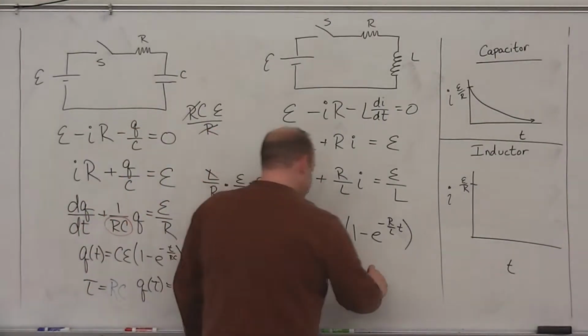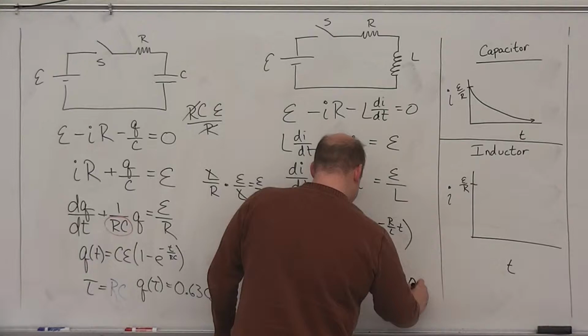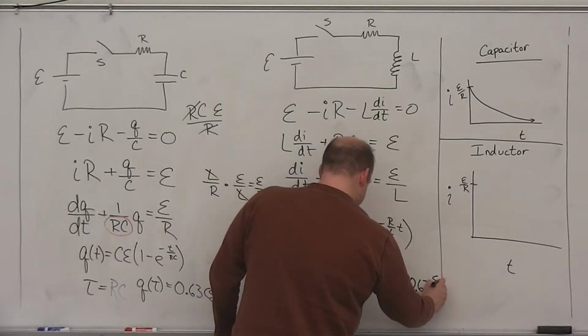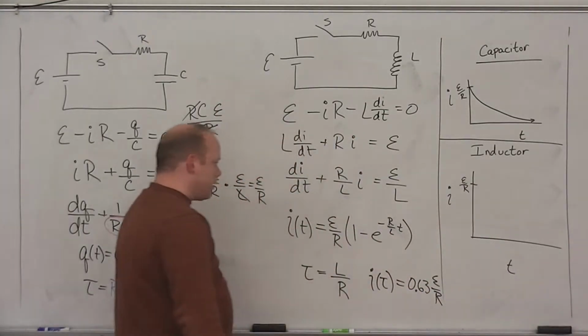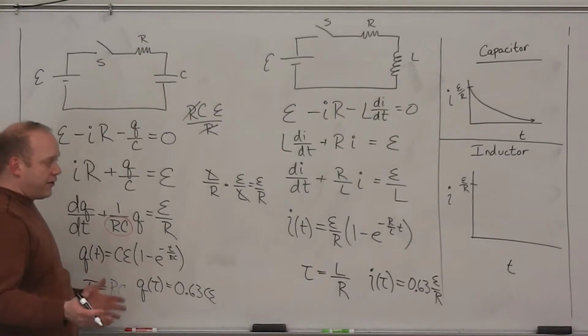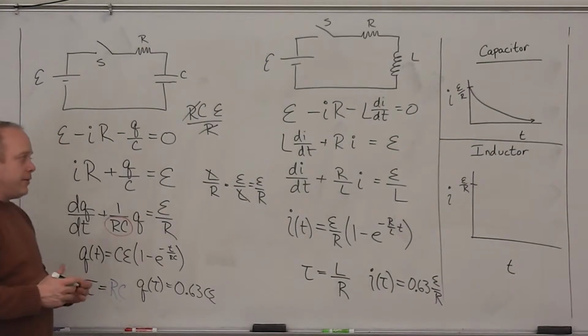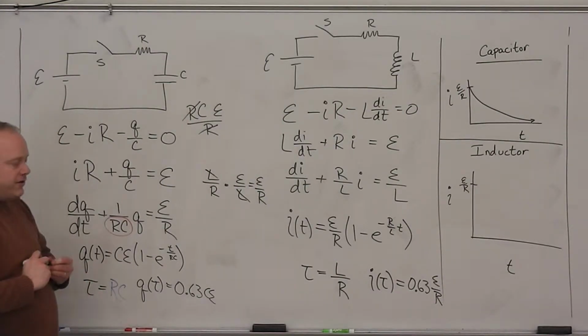Okay. Your current at 1 tau will equal 0.63 E over R. Very similar format, except for instead of 1 over RC, you have R over L. Again, it still depends on the resistor. The resistor helps restrict the amount of total current.